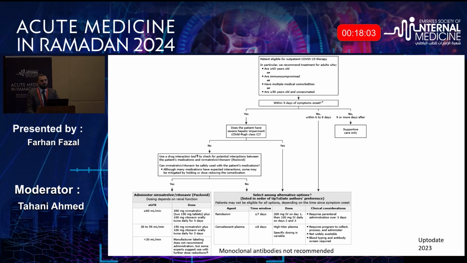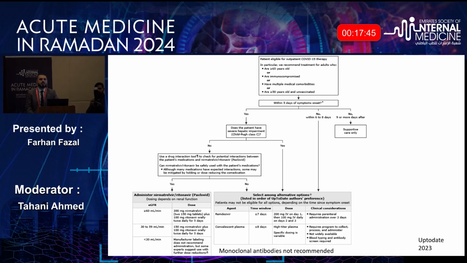So this is a slide from UpToDate. I want to go through from top to bottom. Basically, if you get a patient of COVID in the outpatient setting, how would you approach this patient? What are the options? As I mentioned, we have remdesivir, we have Paxlovid, we have molnupiravir. So these are three options that we have in terms of antivirals.